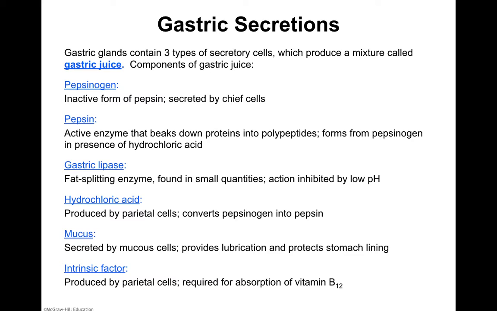Mucus is secreted by the mucus cells. That not only provides lubrication for the stomach walls, it also helps protect the stomach lining. It's a very basic mucus compared to most mucus. Something else produced in the stomach is called intrinsic factor. It's produced by parietal cells, and it is absolutely required for absorption of B12 from our intestinal contents.